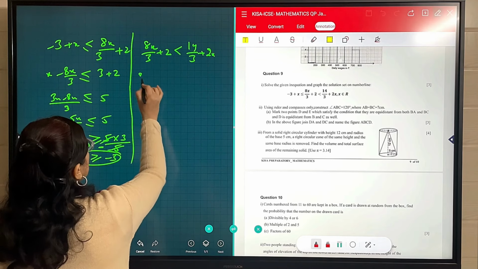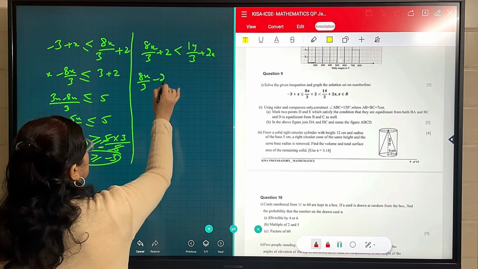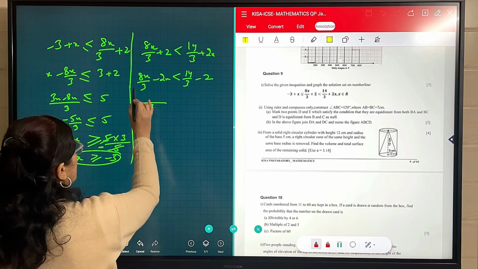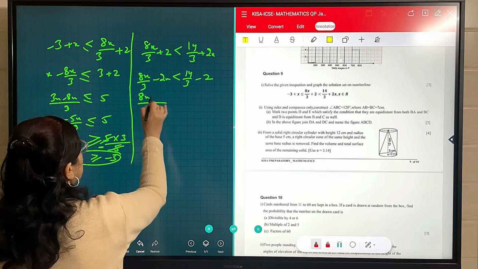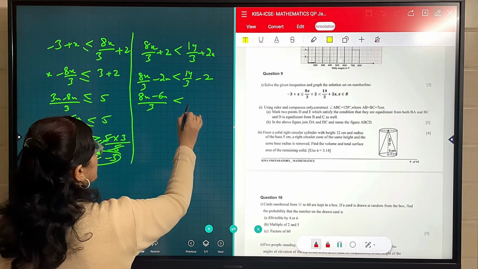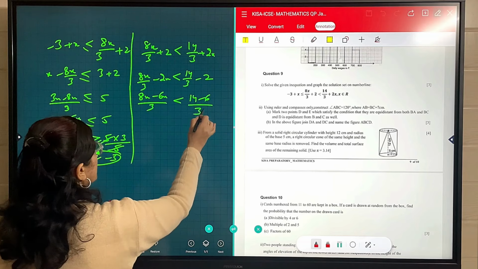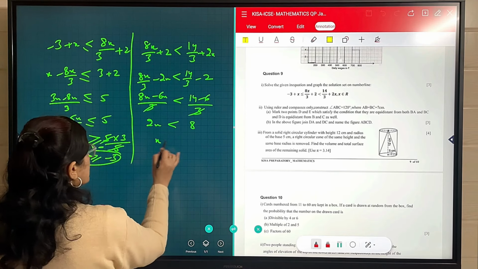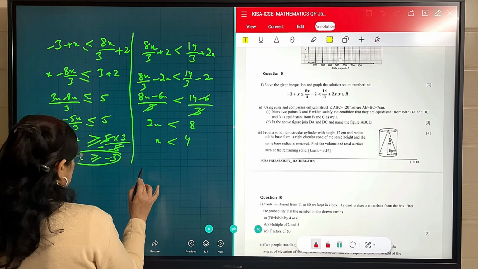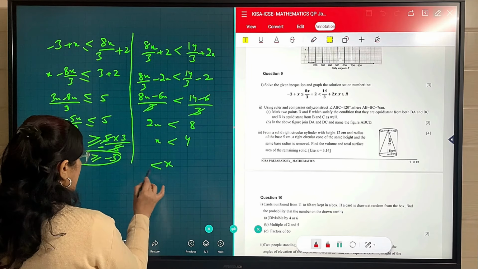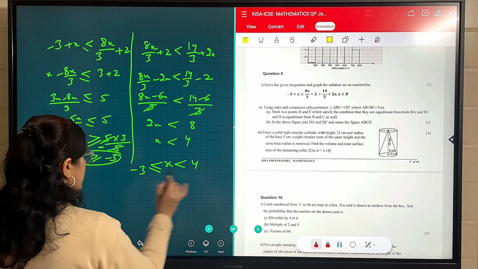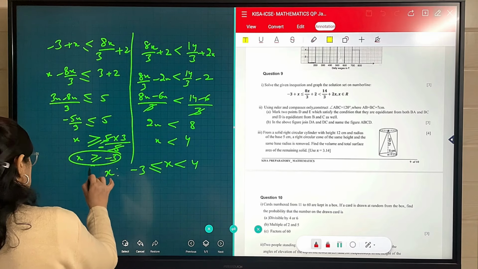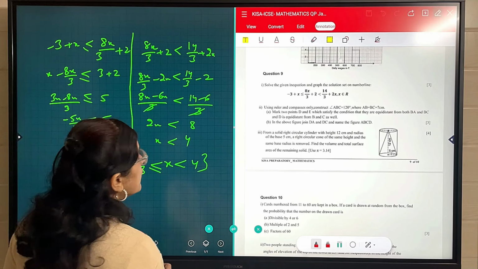Now on this side also, 8x by 3, transpose 2x to this side, 14 by 3, 2 to that side. So LCM 3, 8 minus 2. Now this is 8x minus 3 into 2 is 6x, less than or equal to 14 minus 6. 3 will get cancelled, 8 minus 6 is 2x, which is less than 14 minus 6, which is 8. So x is less than 4. So x is greater than or equal to minus 3 and less than 4, such that x belongs to this. So this is our complete solution set of this given inequation.